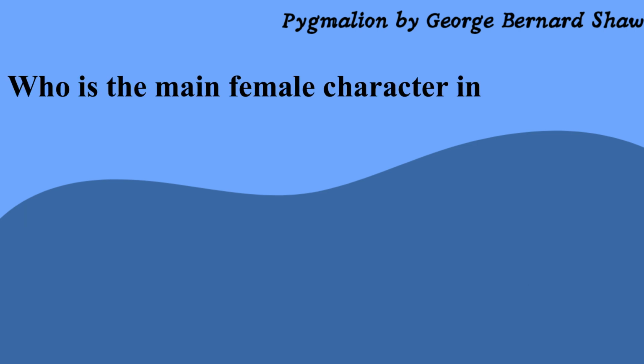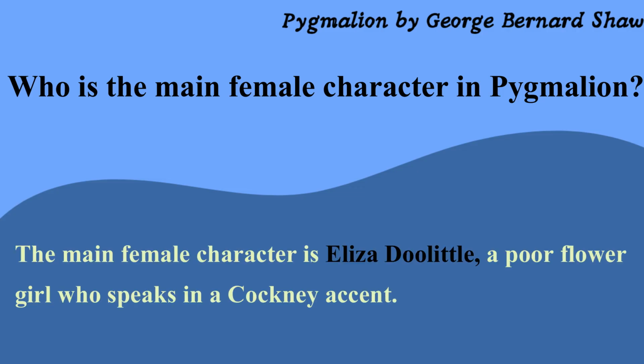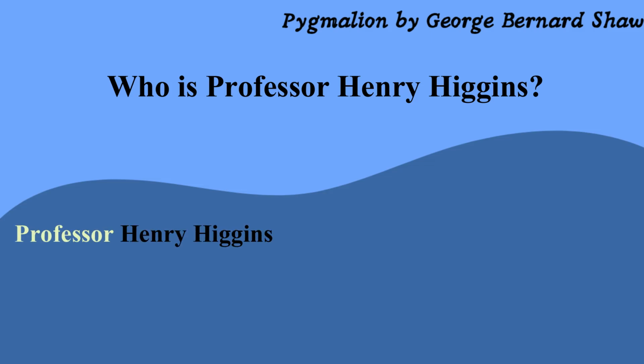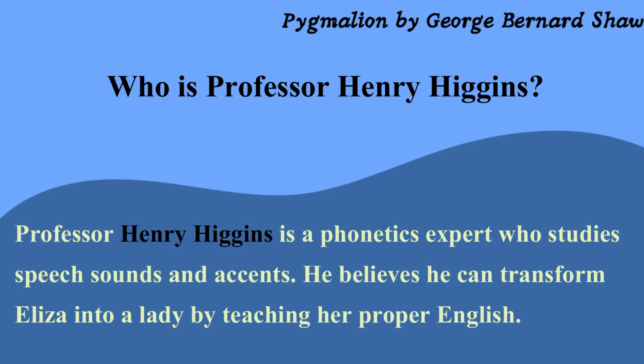Who is the main female character in Pygmalion? The main female character is Eliza Doolittle, a poor flower girl who speaks in a Cockney accent. Who is Professor Henry Higgins? Professor Henry Higgins is a phonetics expert who studies speech sounds and accents. He believes he can transform Eliza into a lady by teaching her proper English.